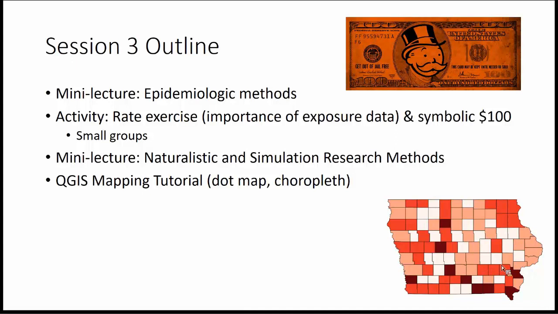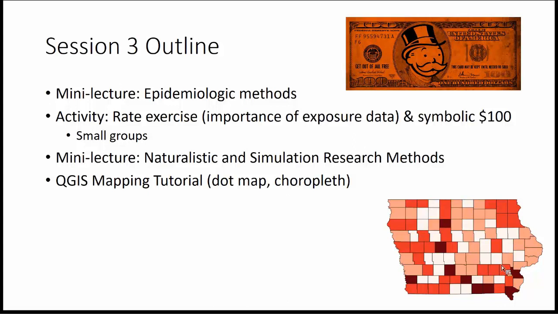And then we also had them think about, if they had a symbolic $100, we gave them a list of countries and a list of data about different rates and numbers in those countries in terms of road safety, and they had to think about how they would divvy up a symbolic $100 to those countries and why they would give potentially certain countries more money than others to improve road safety, and maybe some countries no money. And so that really was a fun way to get them to think about things.